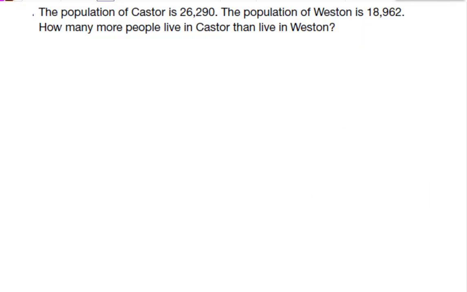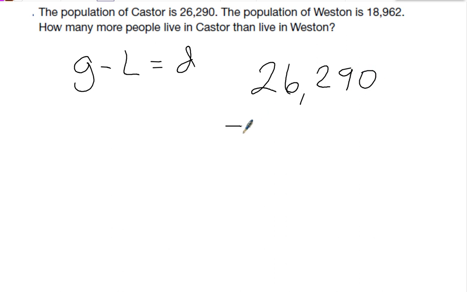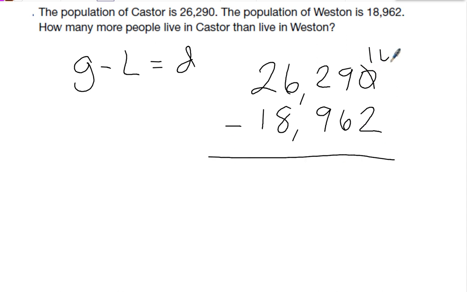Here I have the population of Castor is 26,290. The population of Weston is 18,962. How many more people lived in Castor than live in Weston? So this again is a greater minus lesser equals our difference. So we're going to take the 26,290 and minus the 18,962.